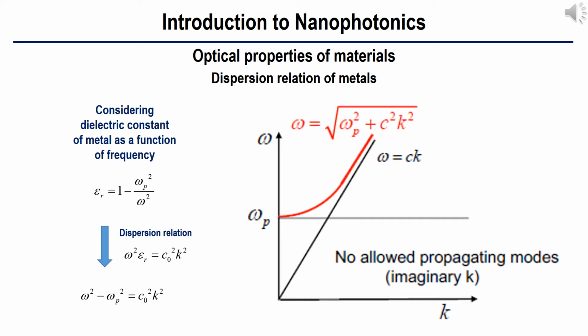It should be noted that the light with frequency smaller than the plasma frequency can't propagate, since it requires the wave vector to be imaginary. The imaginary wave vector is connected in the wave function to make the exponential decay, which prevents the propagation of the electromagnetic wave inside the media.